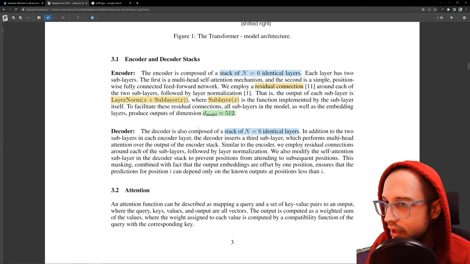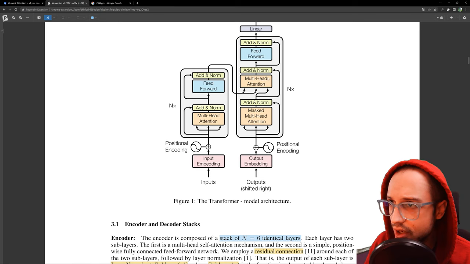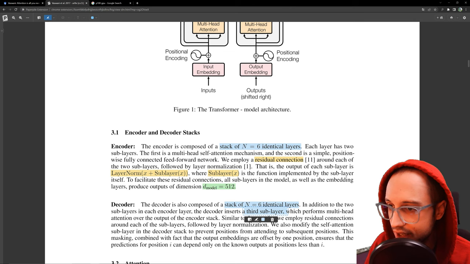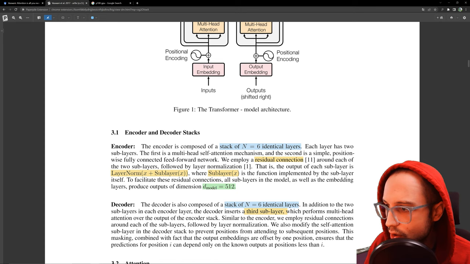In addition to the two sublayers in each decoder layer, the decoder inserts a third sublayer. In the encoder we have two sublayers: the feedforward and the multi-head. In the decoder we have three: the feedforward, the same multi-head, and then a masked multi-head. So you have an extra one, the masked multi-head, which performs multi-head attention over the output of the encoder stack.